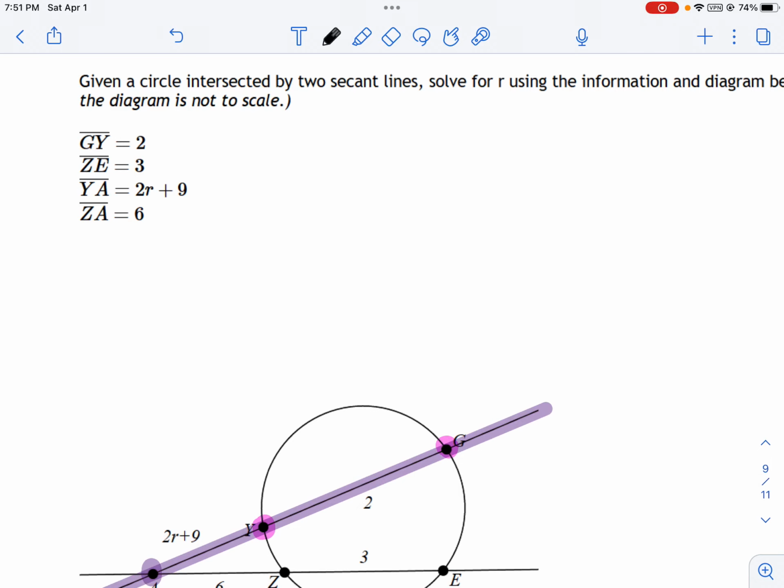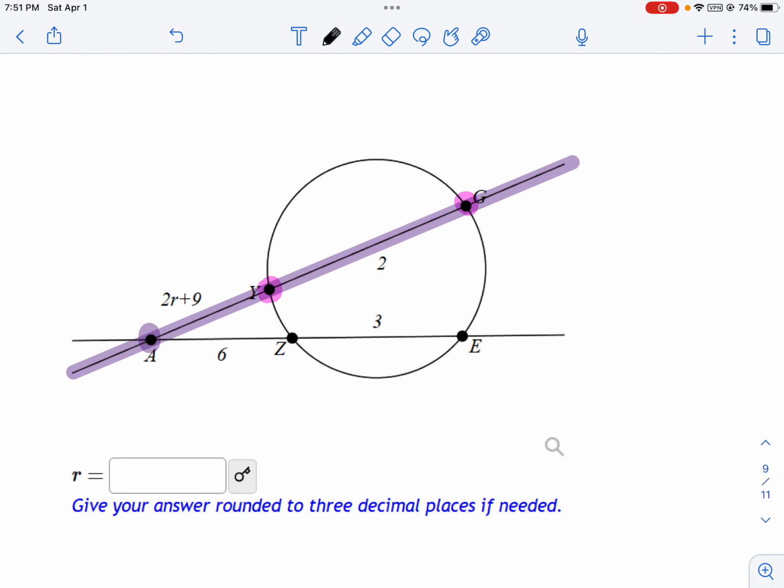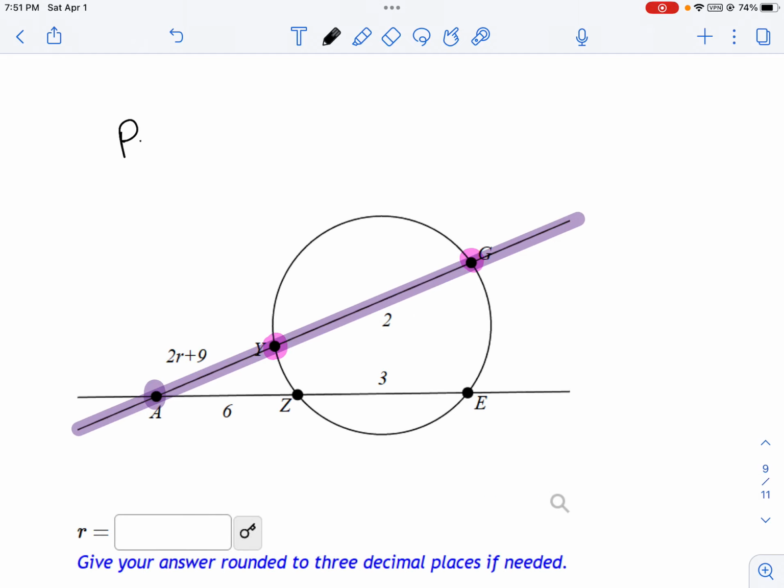So if we have two secant lines, we have the intersection. All we've got to do is know the relationship between them. That relationship will be as follows: part times the whole equals part times the whole. That's more or less the bare minimum you need to remember. With part, we are specifically referring to the outside part.